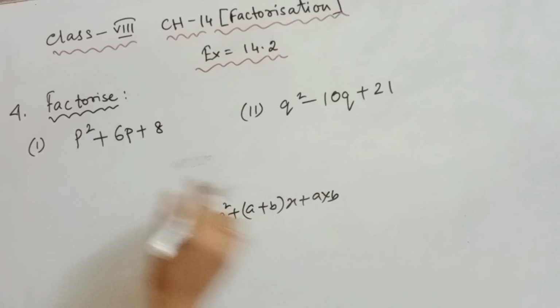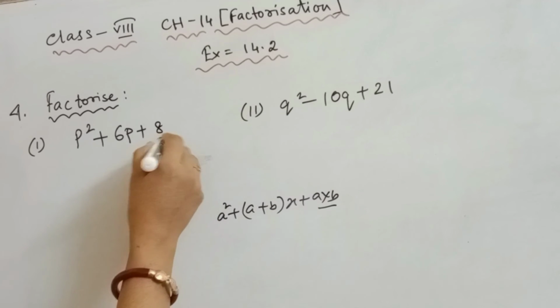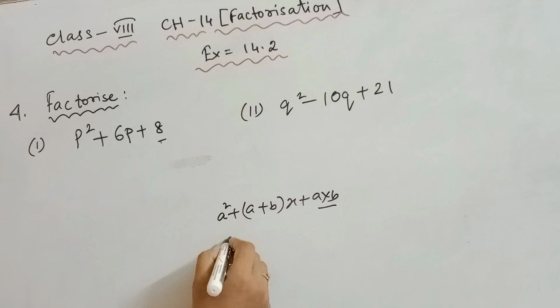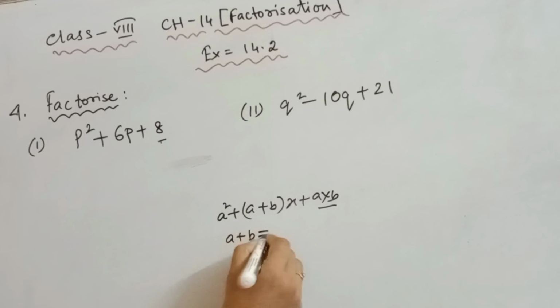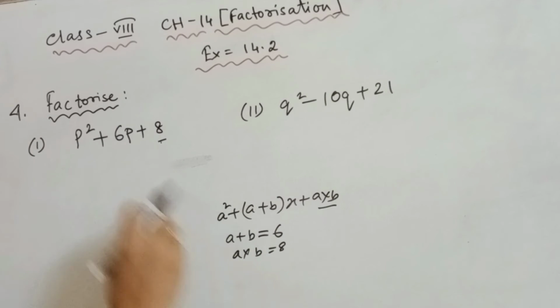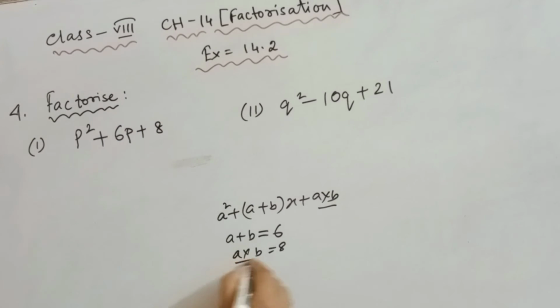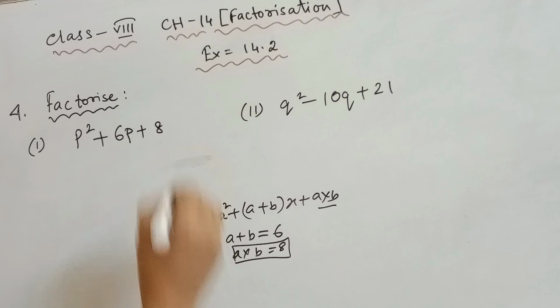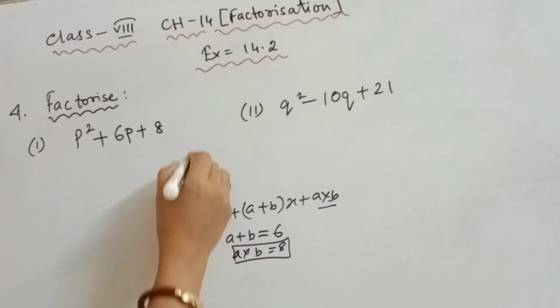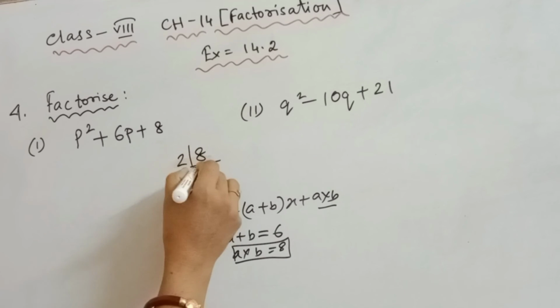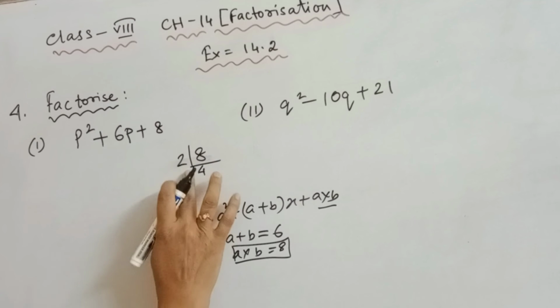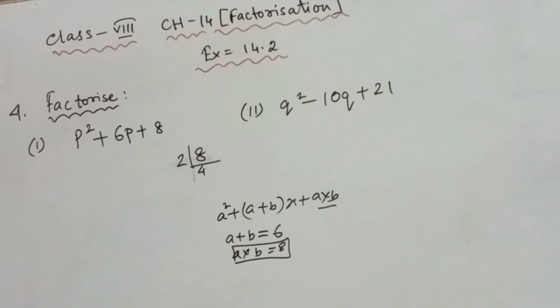If we are considering a plus b and a into b, here a into b is equal to 8, a plus b is 6, and a into b is 8. Now we will find out which number will be a and which one will be b. We will factorize the term ab because this is the product of the numbers. ab is 8 here, so we will factorize 8.